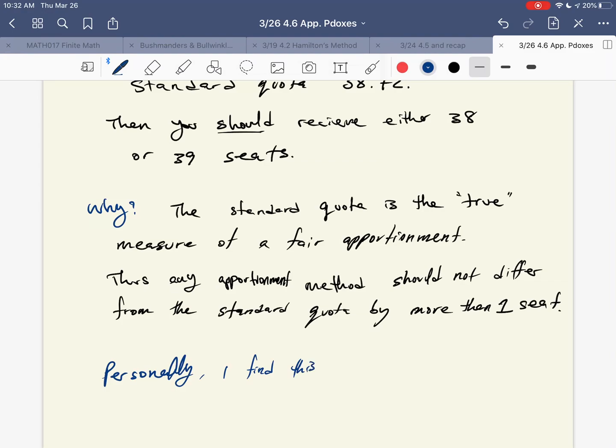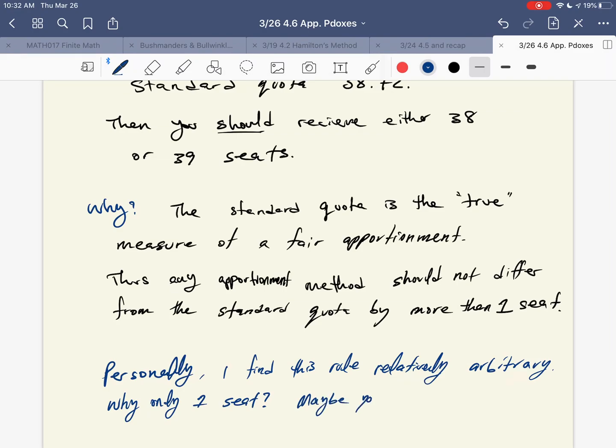So I'll say personally, I find this rule relatively arbitrary. Why only 1 seat? Maybe you'd accept 2 seats. Maybe we should have 2 seats.